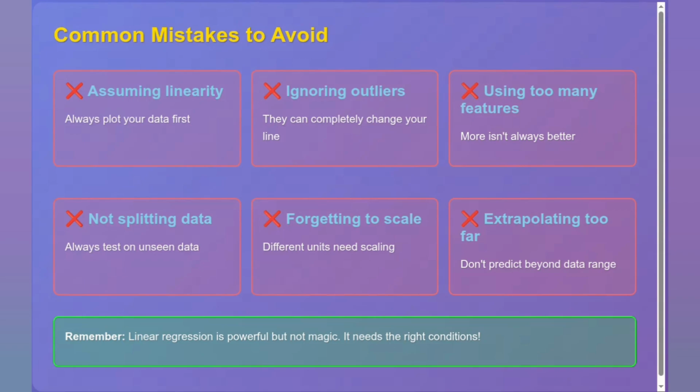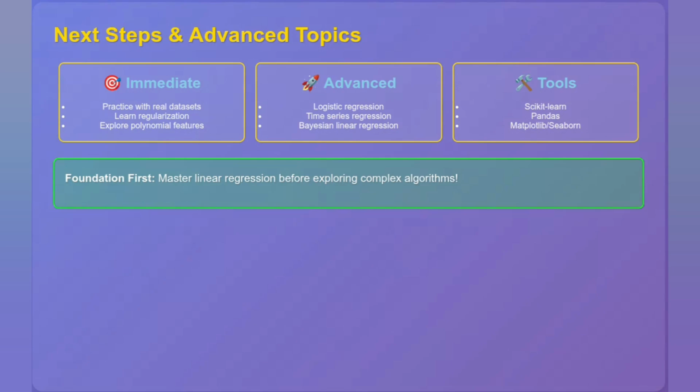Avoid these common pitfalls. 1. Assuming linearity. Always plot your data first. 2. Ignoring outliers. They can completely change your line. 3. Using too many features. More isn't always better. 4. Not splitting data. Always test on unseen data. 5. Forgetting to scale. Features with different units need scaling. 6. Extrapolating too far. Don't predict beyond your data range. Remember, linear regression is powerful, but not magic. It needs the right conditions to work well.